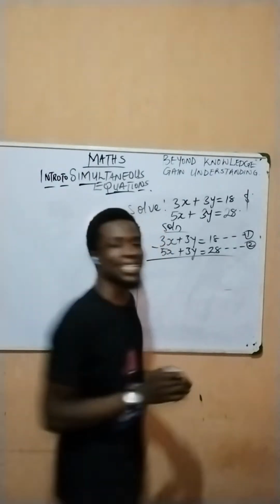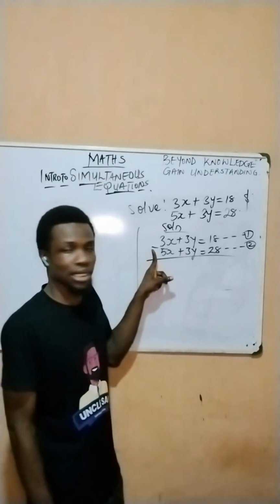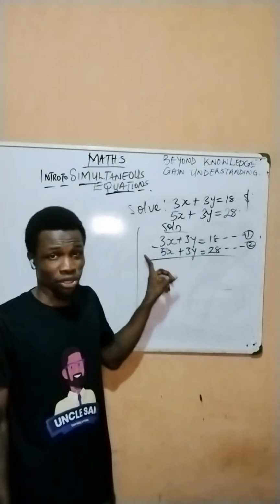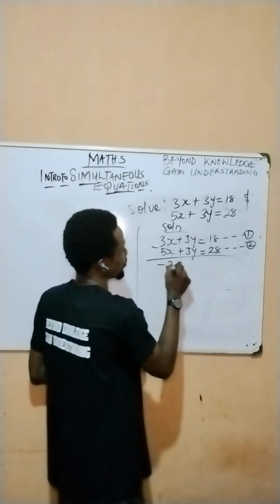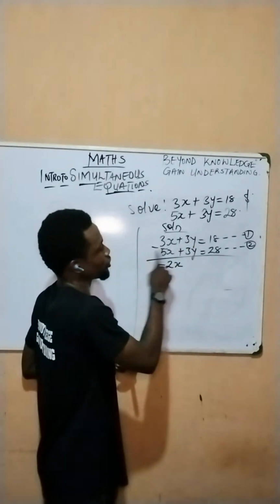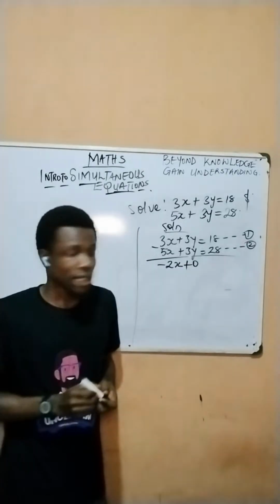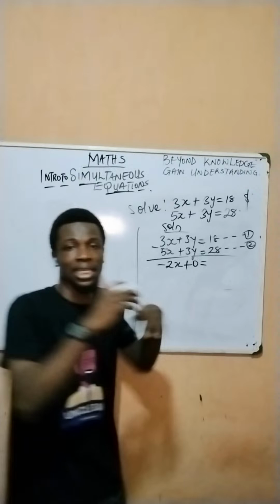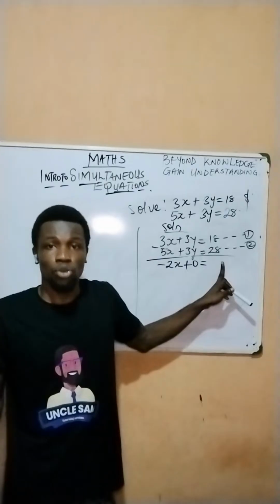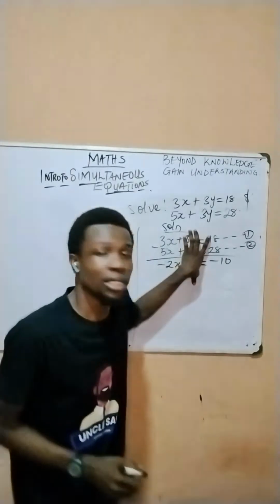So let's eliminate right about now. This negative is acting across the board. So what do we do? This is going to be 3x minus 5x. It's going to give us negative 2x. And then 3y minus 3y is going to give us what? 0. Yes, so it's gone. We eliminated the variable y. And then we'll come over here. 18 minus 28 is going to give us minus 10, or negative 10. So we have eliminated the y variable.